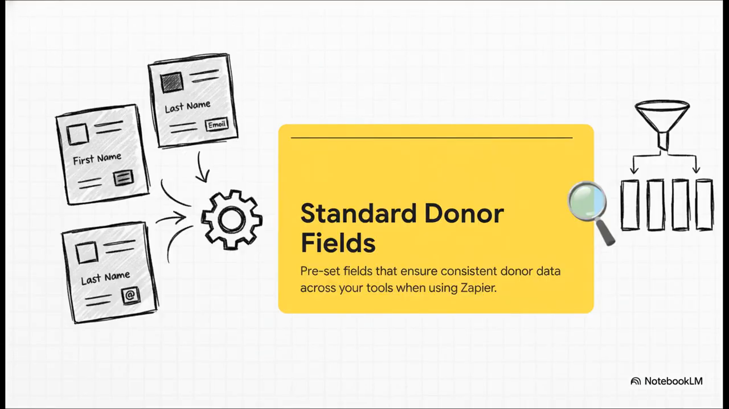Okay, so what are standard donor fields exactly? Basically, you can think of them as preset, consistent labels for all your most important donor info, like first name, last name, and email. They're like universal translator tags. So when a new donor comes in, Zapier now knows without a doubt that first name is always first name, no matter which app it's sending that info to. It guarantees everything syncs up perfectly right from the very start.